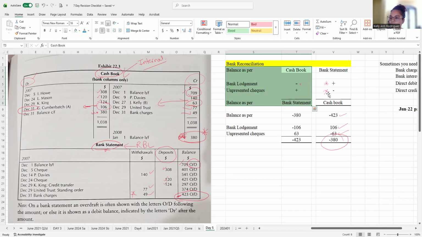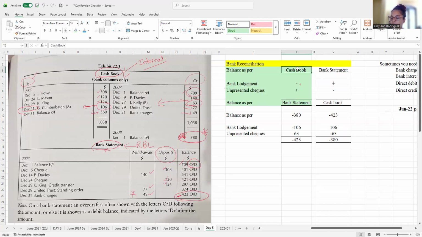What you must bear in mind is that the examiner likes to bring things very tricky. Bear in mind that bank lodgement is increasing your bank statement value. So anything that is increasing your bank statement value, you have to add it. And anything that is decreasing your bank statement value, you minus it. Right? If you remember that, if the examiner comes in any tricky way of format, you will remember that you add what is increasing, you minus what is decreasing the bank statement value.